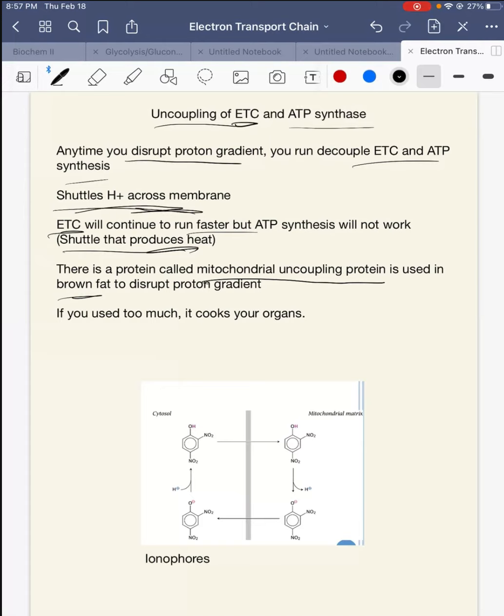So they actually tried to use this as a treatment. They gave people something really similar to mitochondrial uncoupling protein. They gave them uncoupling proteins. They tried to use that as a treatment for obesity, and it didn't work out too well because it produced too much heat, and it can actually cook your organs because of the amount of heat it will produce.